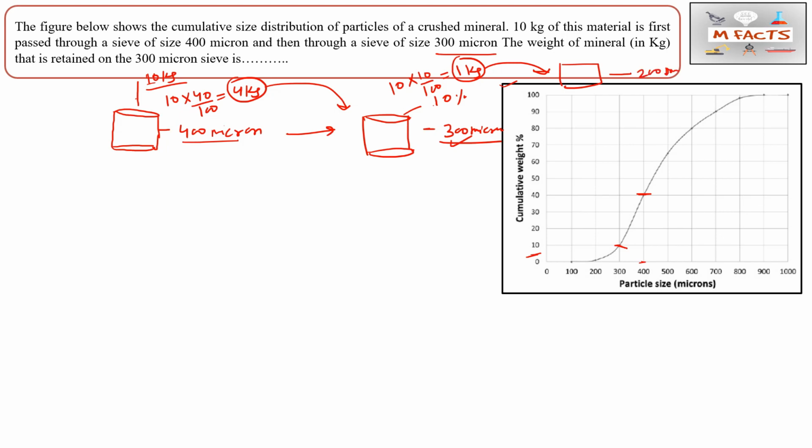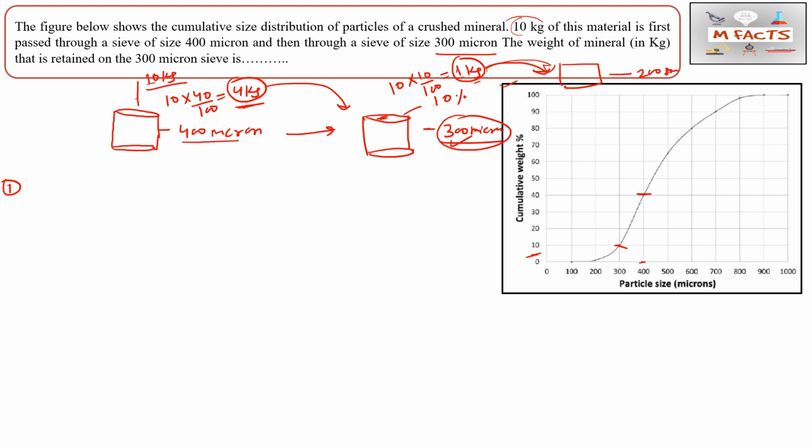So the meaning of this is that this 40% material passes through this 400 micron sieve and reaches up to 300 micron. Okay, it means 4 kg will reach the 300 micron sieve size, and again 10% of this material will go to the next sieve. Okay, so there are two ways of solving this type of question. The first way is that we are having 4 kg, and 1 kg is passed through this 300 micron size. So the remaining will be like that.